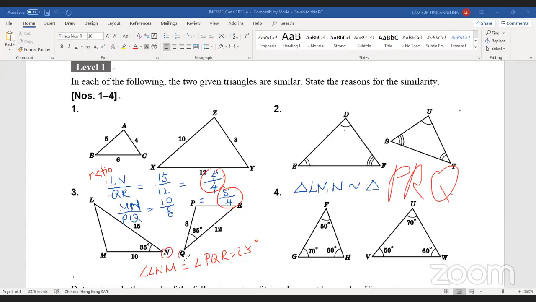Definitely, N should pair with Q. Then how about the others? If you write down PRQ, then it means L corresponds to P. Do you think so? Look at the diagram again. P and L. Do you think that these two angles are the same?